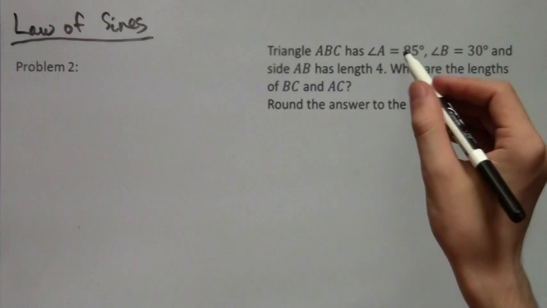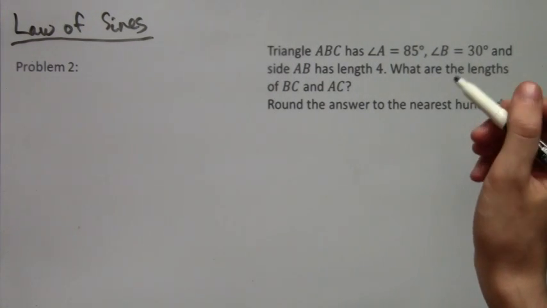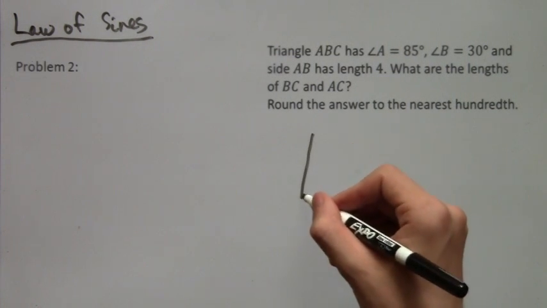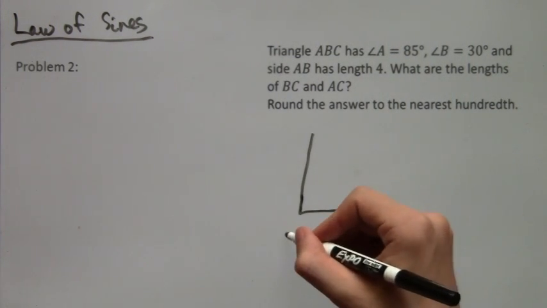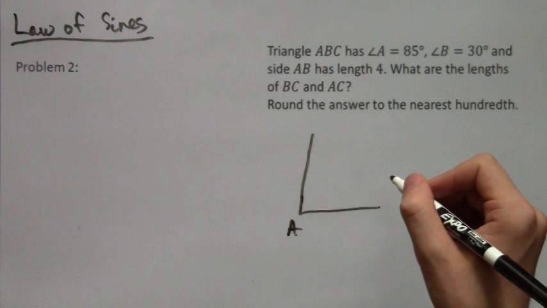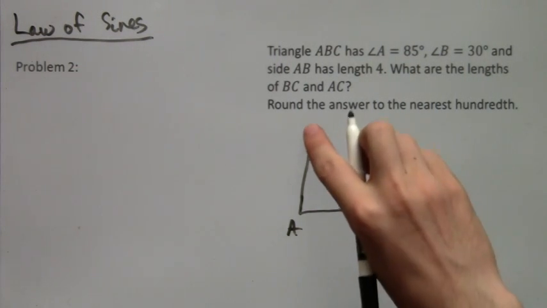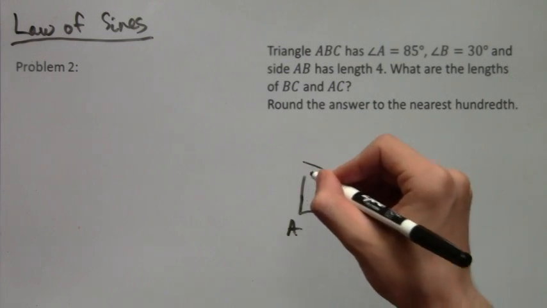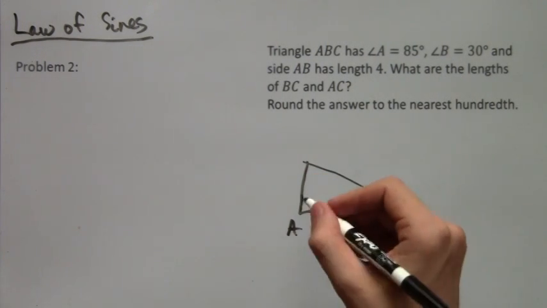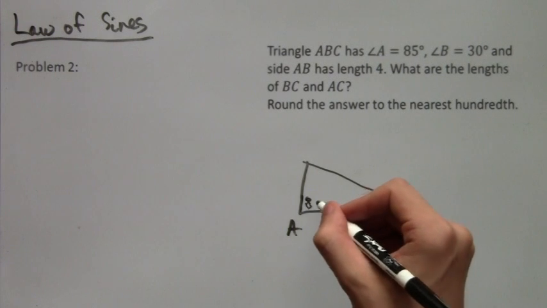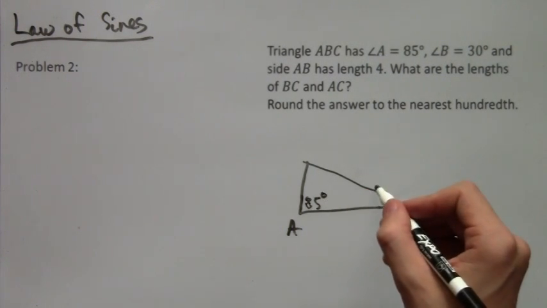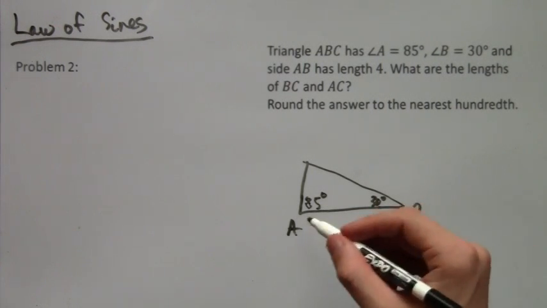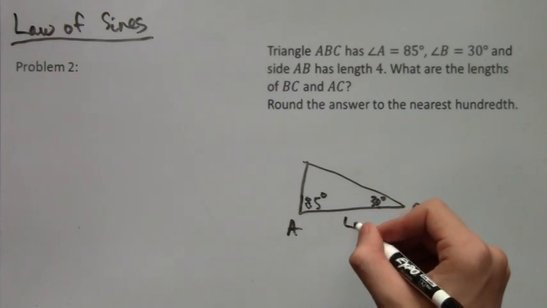This time it's a written example. We have triangle ABC, and we have the two angles A and B and a length given. So first and foremost, we want to make a diagram. And to make this diagram, it's easiest to first draw angle A, which is 85 degrees, which is really close to 90. And then draw B, which is 30 degrees. So we have these two angles, and now we can label the side, and that's side AB. And it has length 4.